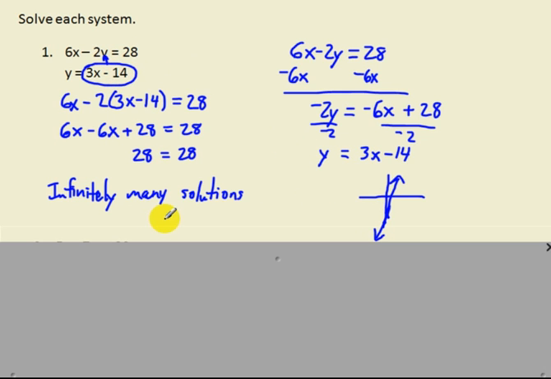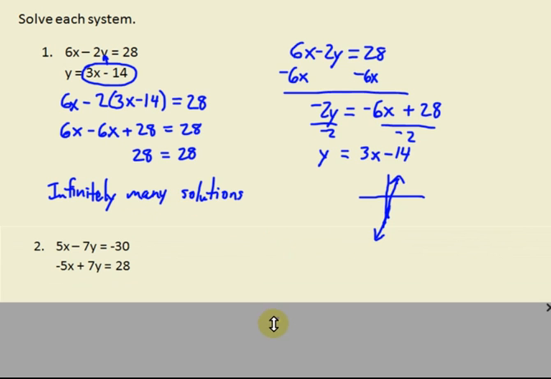Now notice we didn't say all real numbers here because we're in two dimensions. Any point over here will not work, any point over here will not work, but any point that's on the line will work, and because there are an infinite number of points on a line, there are infinitely many solutions.